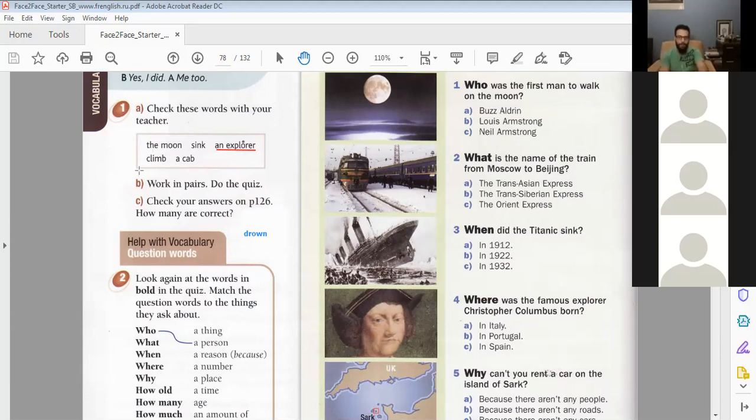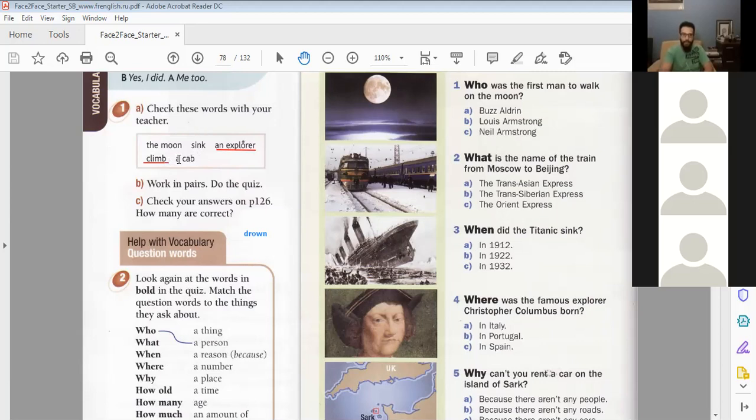Okay. Climb. Do you know what it means? To climb a mountain? Do you know Spider-Man? What does Spider-Man do? He climbs buildings, right? Yes, correct. So the meaning of the word climb is when you go up a mountain. And the B is silent: climb.